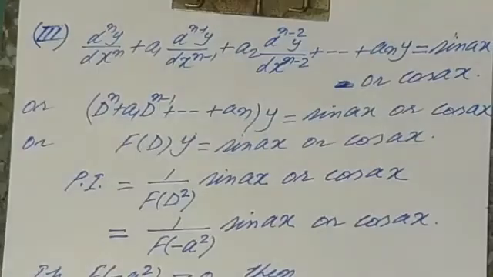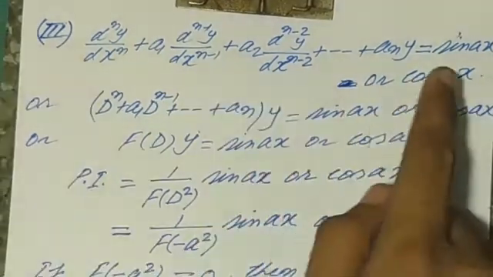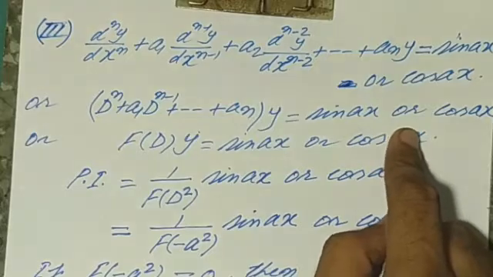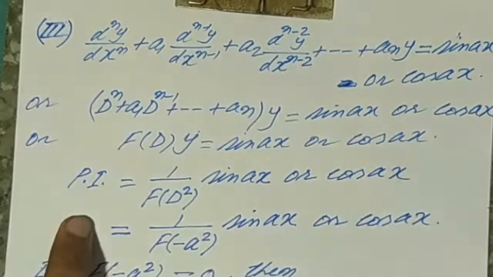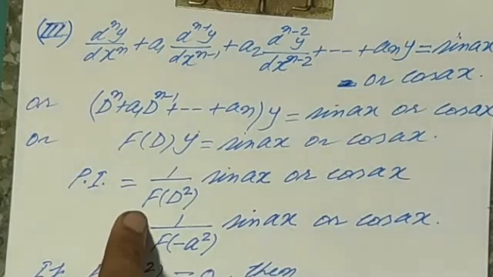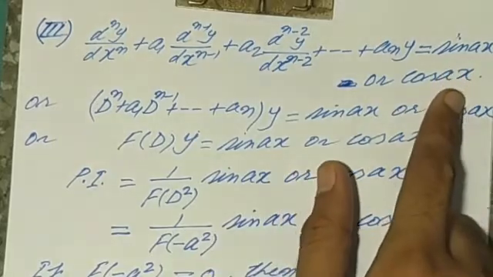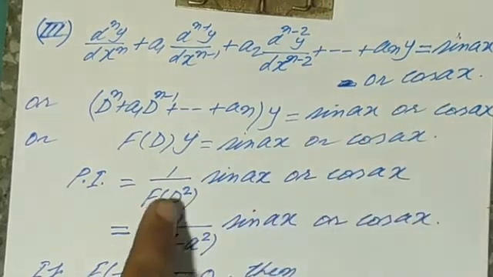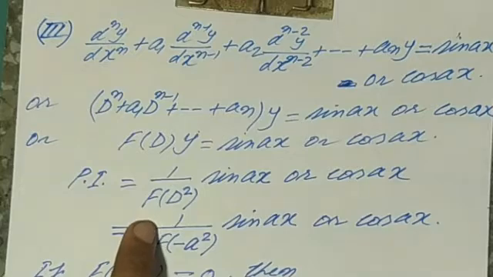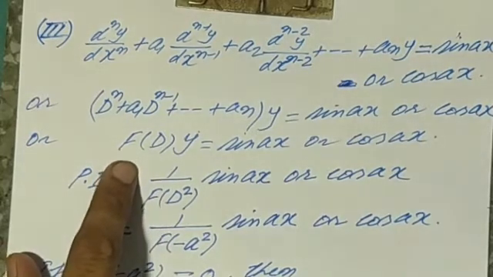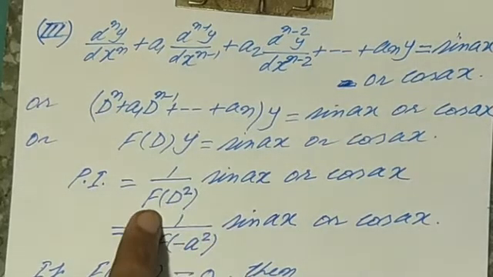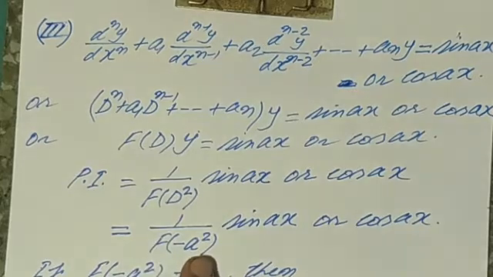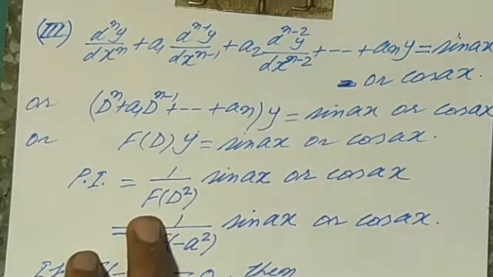That's it. Now the third case of PI is, if the right hand side of such an equation is of the form sin ax or cos ax, then PI is equal to 1 upon f(D) times the function on the right hand side of the equation. But in the case of sin ax and cos ax, we write the function f(D) as f(D square). And the value of PI is obtained by replacing D square by minus a square in f(D square).